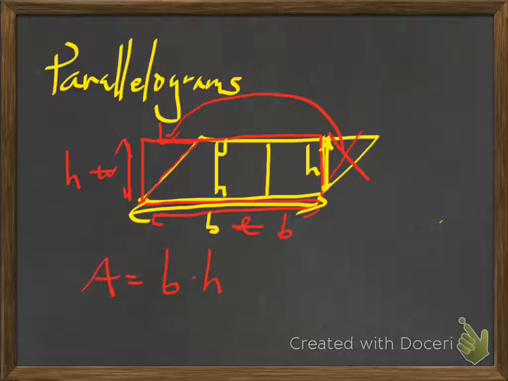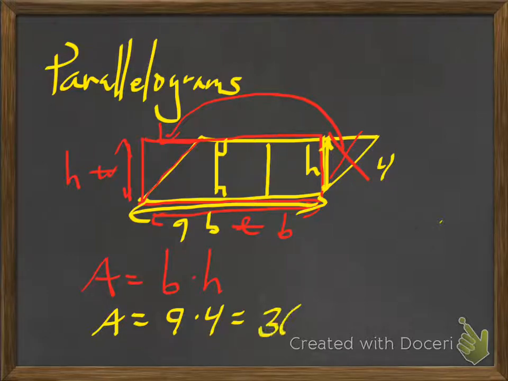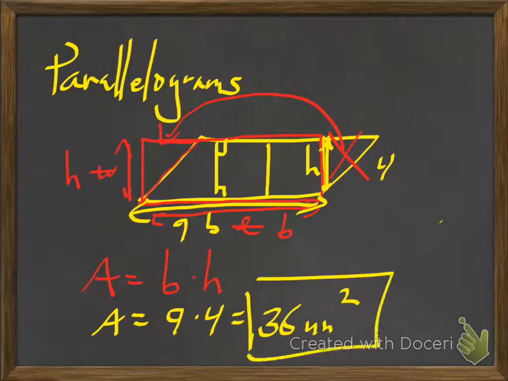And so in this case, if this was 4 units and the base was 9 units, we would just say the area of the parallelogram is equal to 9 for the base, 4 for the height, and we get what? 9 times 4 is 36. And now we don't know what kind of units these are, so why don't we say units squared, because it's an area, and that's your area. That's how you do the area of a parallelogram.